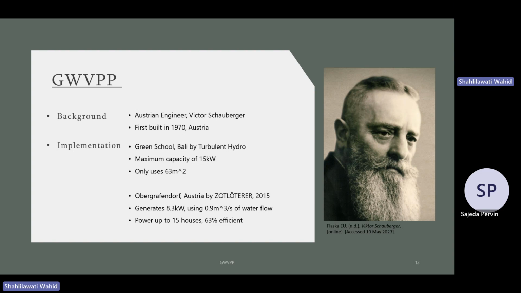The first one is at Green School Bali by Turbulent Hydro. The maximum capacity of that GWVPP is roughly 15 kilowatts, and it only takes up 63 square meters of space. The second one was built in Obergrafendorf in Austria by Zotlöterer in around 2015. It generates about 8.3 kilowatts of energy using a flow rate of 0.9 cubic meters per second. That GWVPP can power up to 15 houses, and it's 63% efficient.